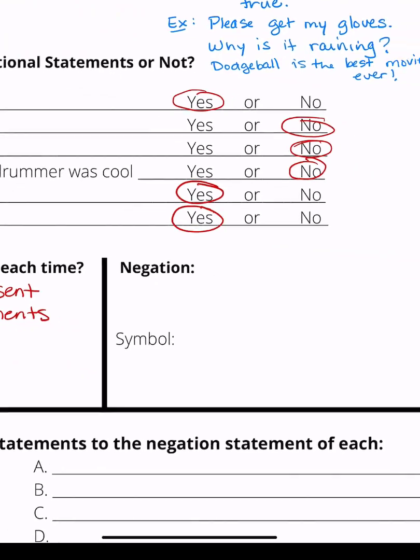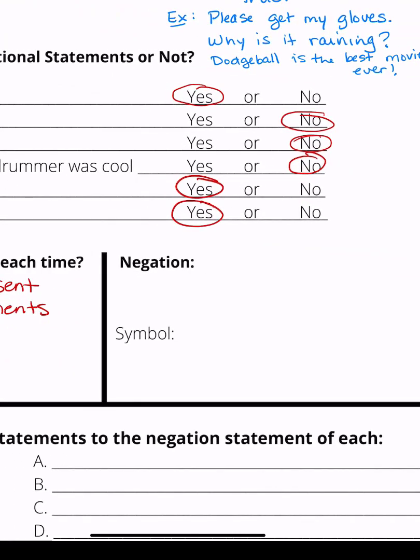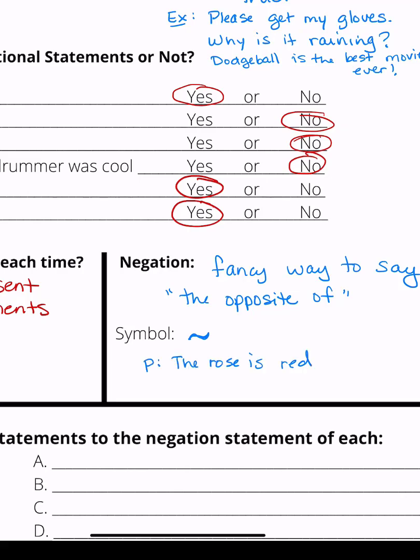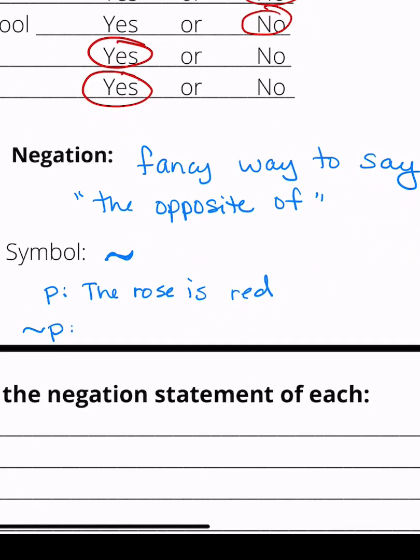What if we have the opposite of a statement? That's what negation is. So negation is a fancy way to say the opposite of. And we do have a symbol, and it's called a tilde, right? It's like an approximation sign. And so if we have a statement, let's say we have a statement P, and that statement is the rose is red, then negation would look like this. That tilde and the P, and then that statement would look like the rose is not red, right?